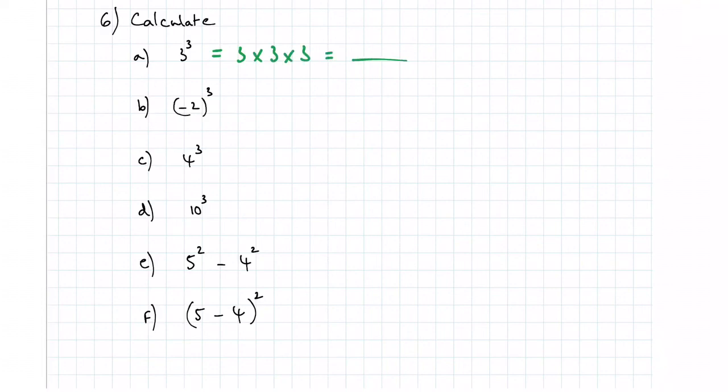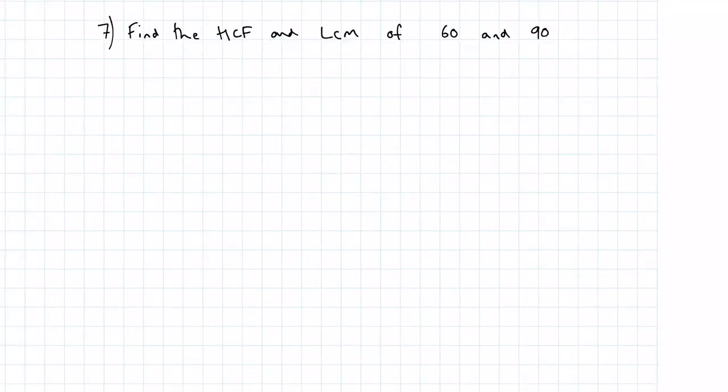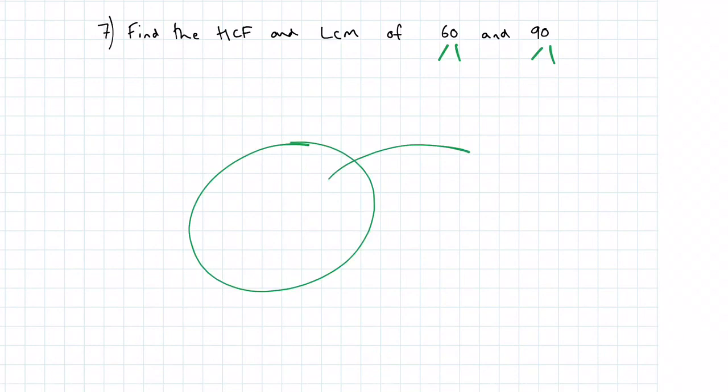On to question 7. Let's have a look at 7. Find the HCF and LCM of 60 and 90. And if you remember how this works, once you've drawn your prime factor trees, those numbers, you need that special Venn diagram. Put the numbers for 60 on this side, put the primes for 90 on that side. And one big hint I will give you is the HCF is going to be the stuff in the middle, and hopefully you can remember how to find the LCM. It's in your maths book if you get stuck.